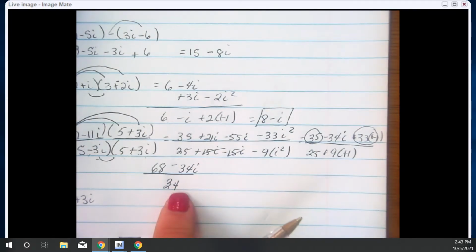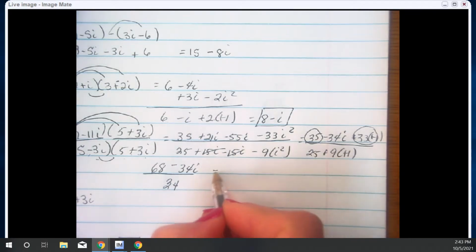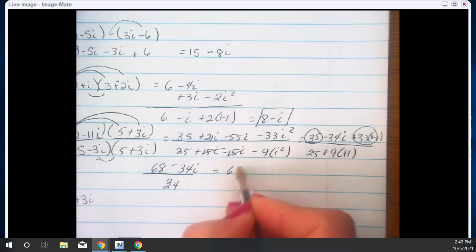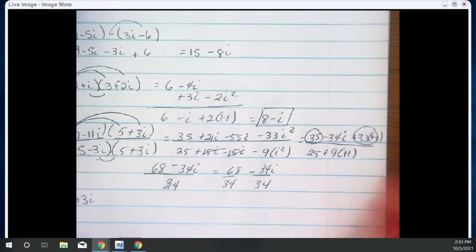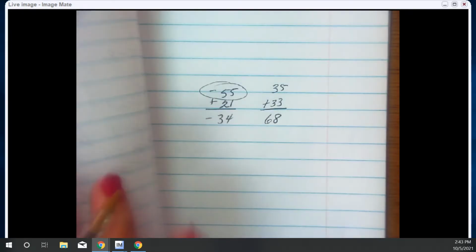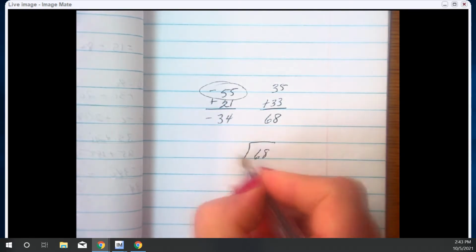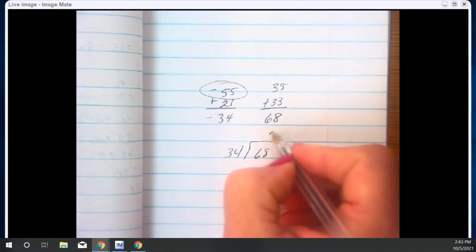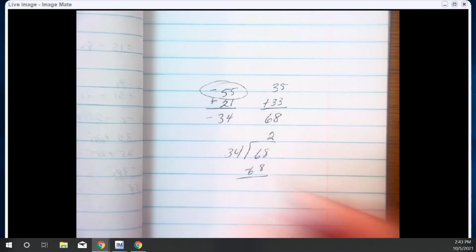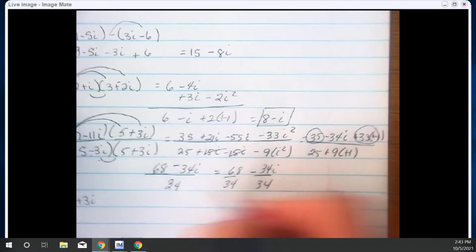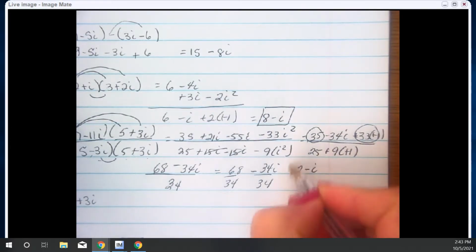68, 34, and 34 are all divisible by 34. 68 divided by 34 minus 34i divided by 34. 68 divided by 34 goes in 2 times. 2 times 4 is 8. 2 times 3 is 6. 2 minus i.